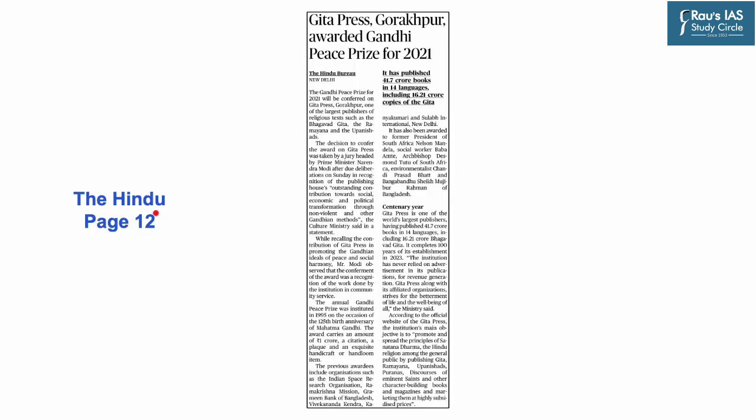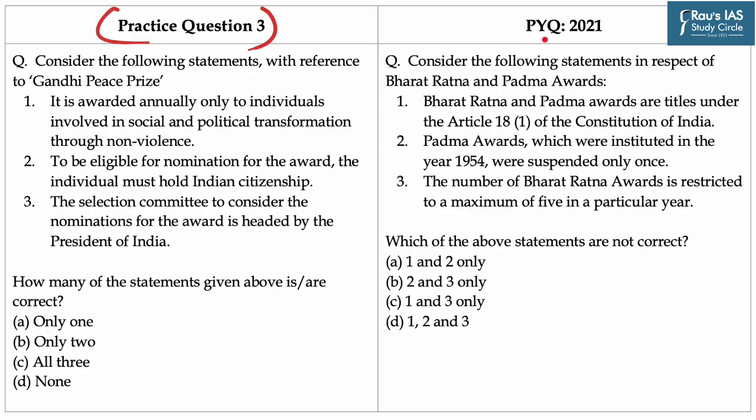Moving on to the third article of the day, which appeared on page 12 of today's Hindu newspaper. This article reports that the Gandhi Peace Prize for the year 2021 was announced yesterday. Now, as you can see from the previous year question of 2021, awards like Bharat Ratna and Padma awards have been asked by UPSC before in prelims. Hence, based on today's article, here's practice question number 3. Consider the following statements with reference to Gandhi Peace Prize.